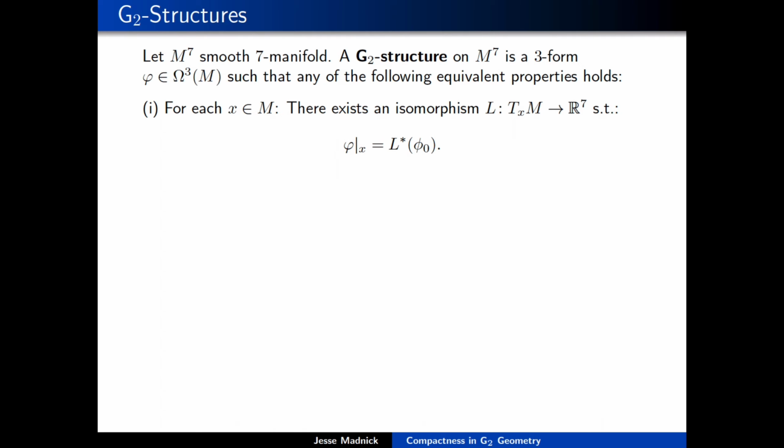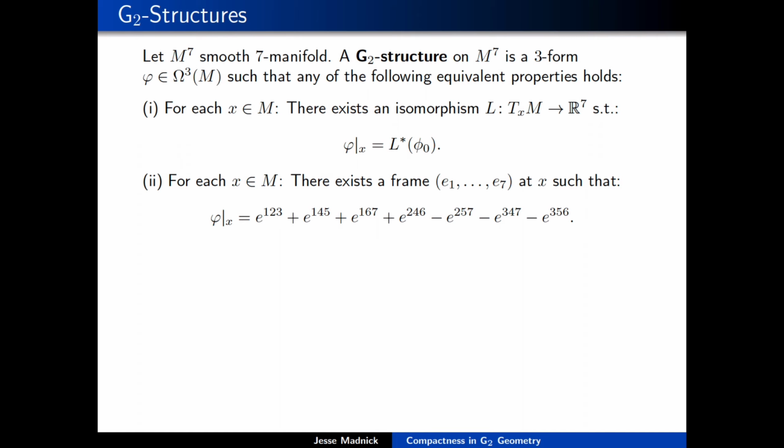Okay, a G2 structure on M7 is a 3-form phi, such that any of the following equivalent conditions hold. One is that for each x in M, there's an isomorphism L from TxM to R7, and this isomorphism identifies phi0, the form on the previous slide, with phi at x. So phi looks like the associative 3-form on R7. To say that another way, at each point you can find a frame, E1 through E7 at x, such that phi at x looks like the associative 3-form.